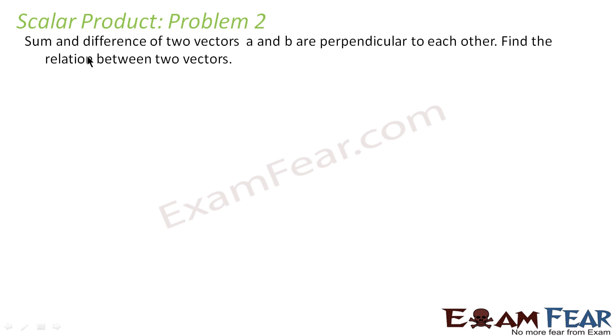Let us look at another small problem. It says sum and difference of two vectors A and B are perpendicular to each other. Find the relation between the two vectors. Sum and difference of A and B. That means sum of A and B is A plus B. Difference of A and B is A minus B. The question says that A plus B and A minus B are perpendicular to each other.